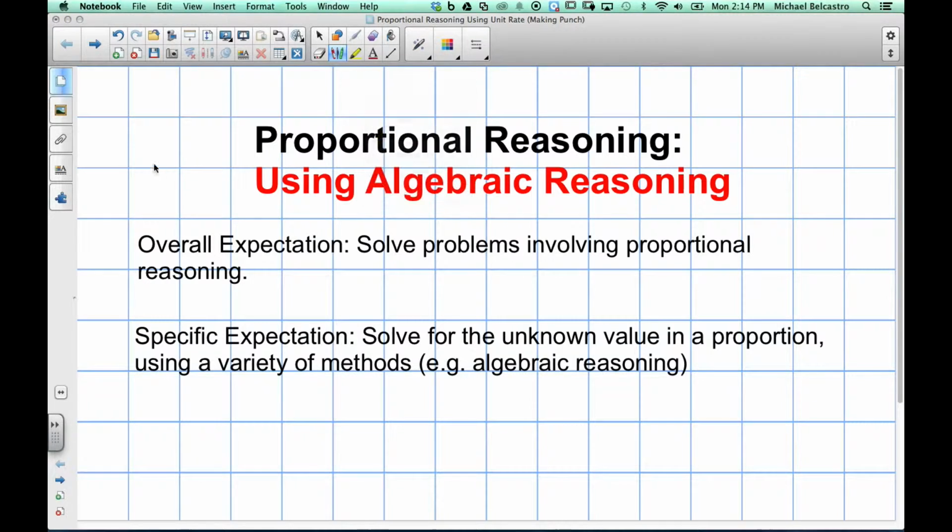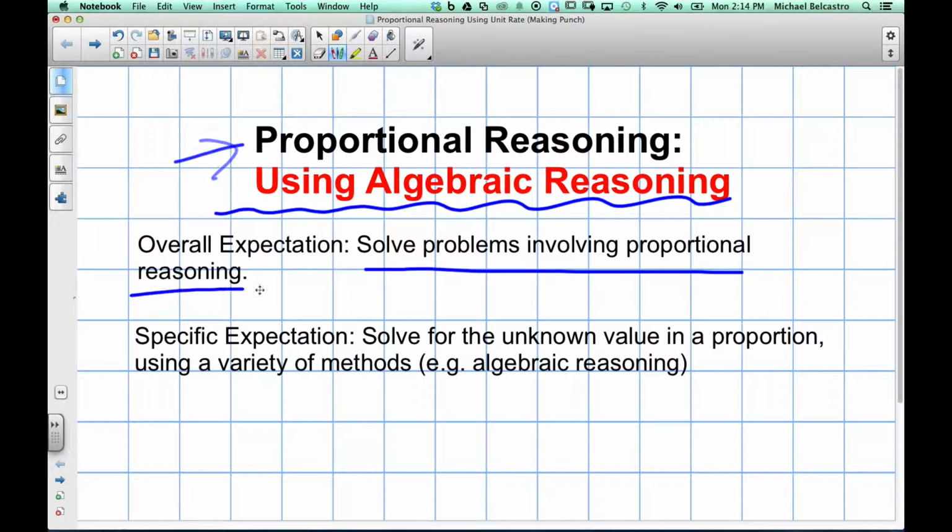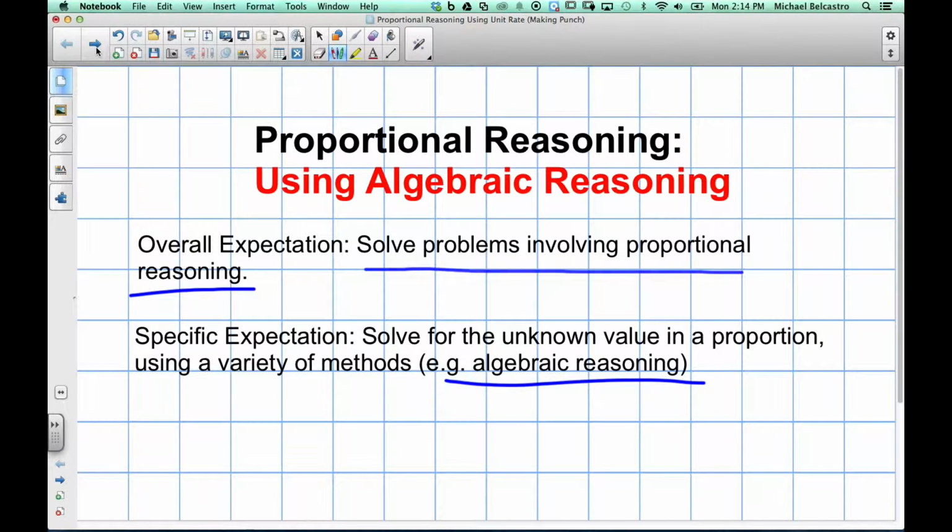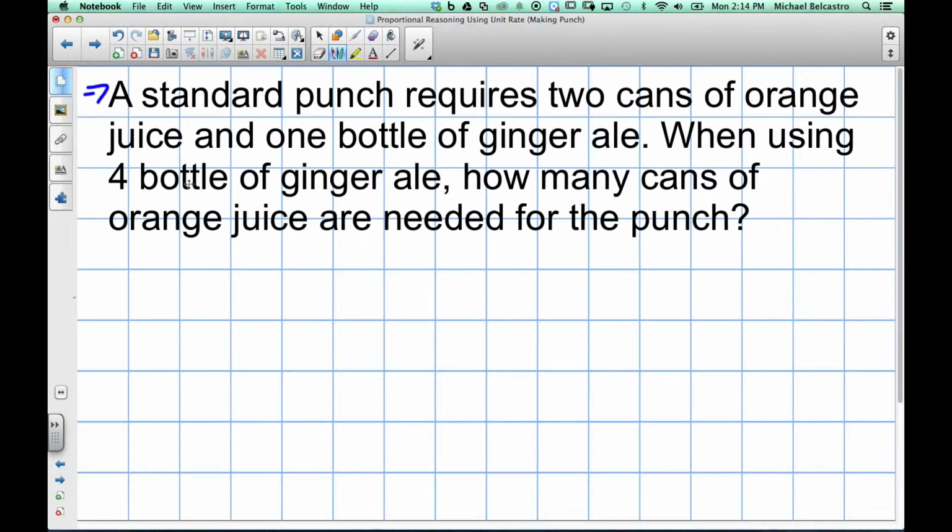We're going to be looking at proportional reasoning, and the method we'll use to solve this is algebraic reasoning. Our overall expectation is to solve problems involving proportional reasoning, and the specific expectation is to solve for the unknown value in a proportion using a variety of methods, like we said, algebraic reasoning. So let's look at our inquiry type question.